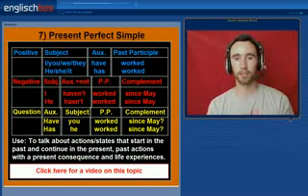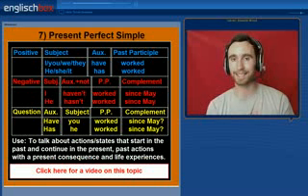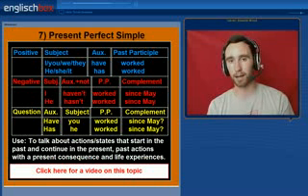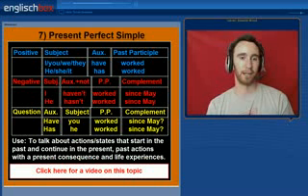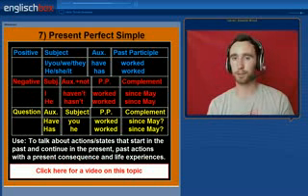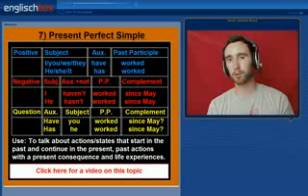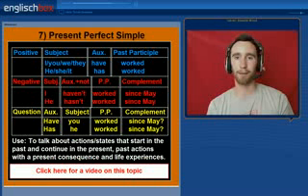To form this tense, as you can see, we have the subject, then the auxiliary have, or very importantly, has in third person, and then the past participle, the third column of the verb. In negative, you make the auxiliary negative, haven't or hasn't. And in the question, you have to begin or start the question with have or has. Has for third person.